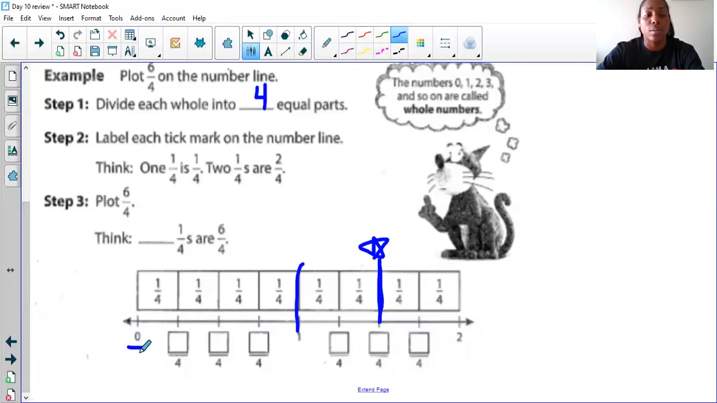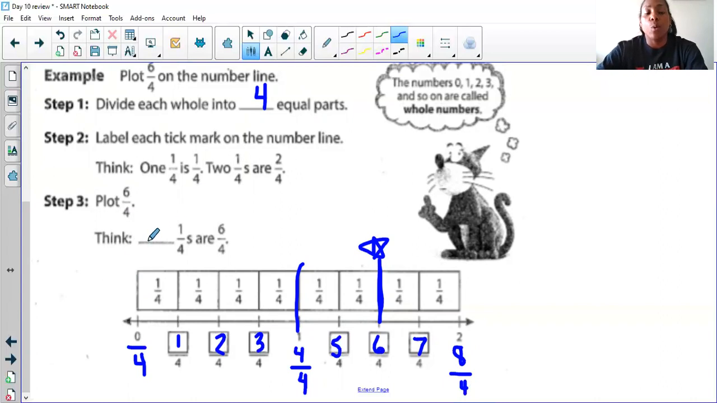So that's 0/4, 1/4, 2/4, 3/4. What's going to go right here? 4/4. Good. And then we've got 5/4, 6/4, and 7/4. So what do you think is going to go right here? 8/4. All right.